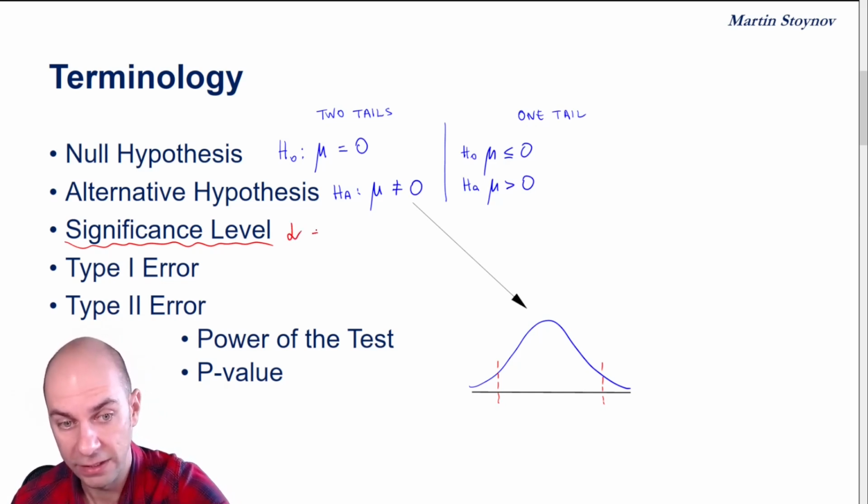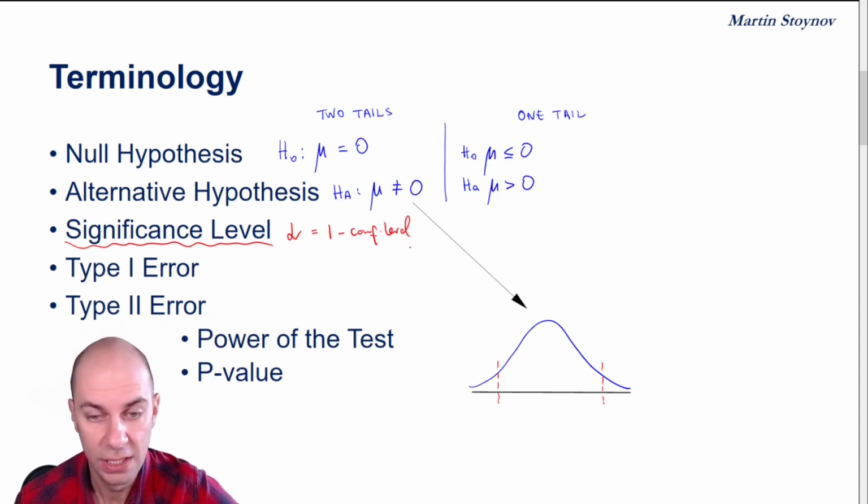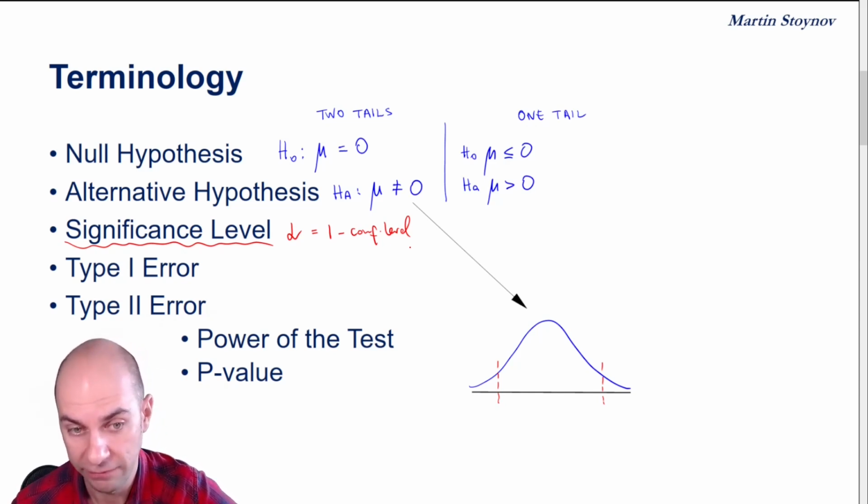And alpha is sometimes expressed as 1 minus confidence level, right? I'm giving you quite a lot of stuff here, my friends. So if I said I'm performing a test at the 5% significance level, that's the same as saying I'm performing a test at the 95% confidence level, right? Because 1 minus 95% is going to give us 5%.